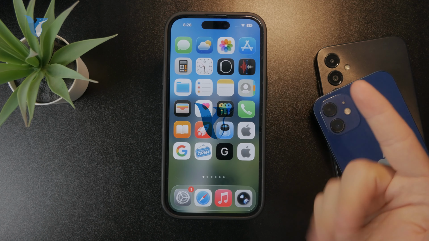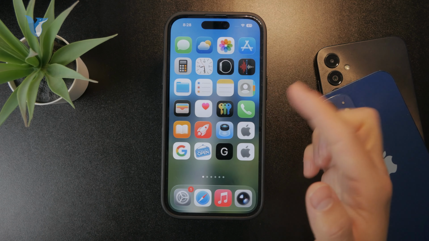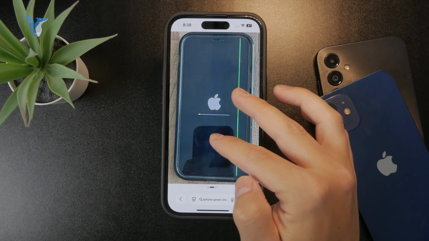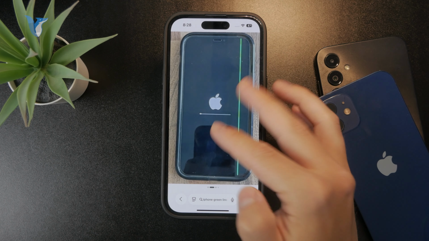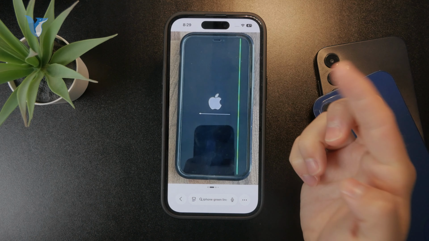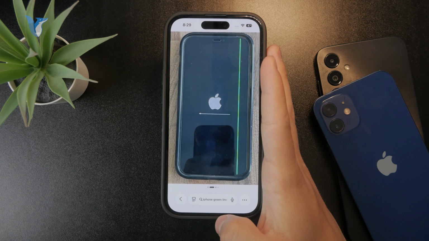So let me talk about what causes the green line on the iPhone display. It would look kind of like this. You would notice that you have a usually vertical line running across your display looking like this, and you might be wondering what caused it and what it is.